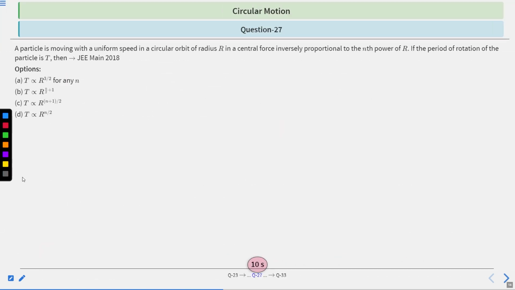Next question. This is the JEE Main 2018 question. A particle is moving with a uniform speed in a circular orbit of radius r in a central force inversely proportional to the nth power of r. If the period of rotation of the particle is T, then which one is the correct option, A, B, C, D? You have 10 seconds to solve this question. After 10 seconds, we will provide the solution.